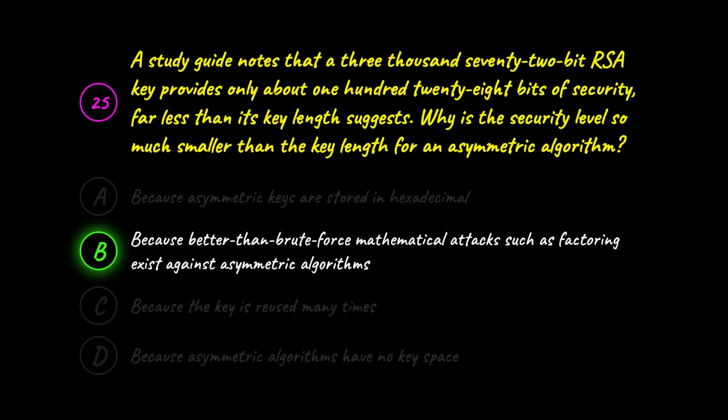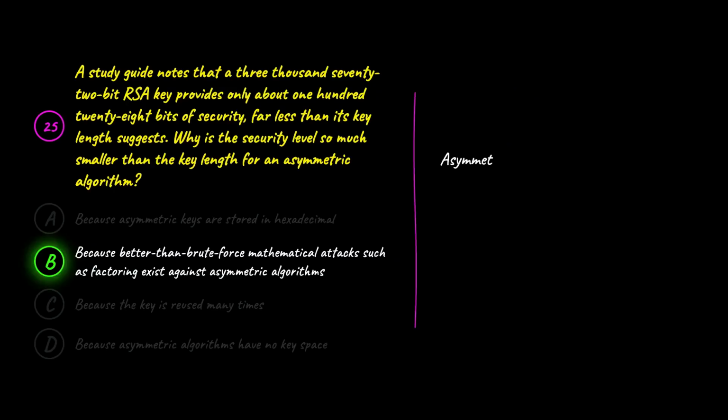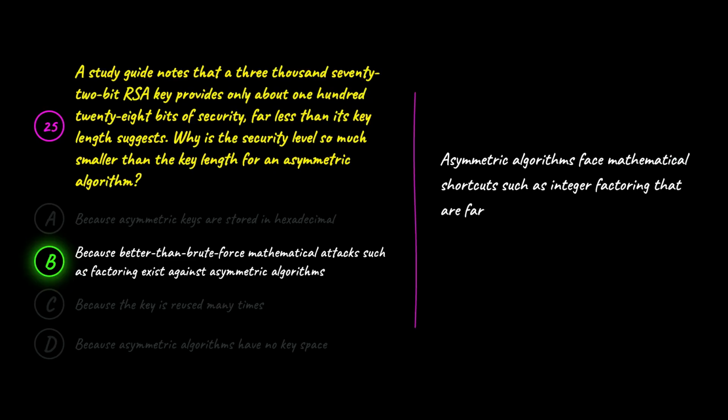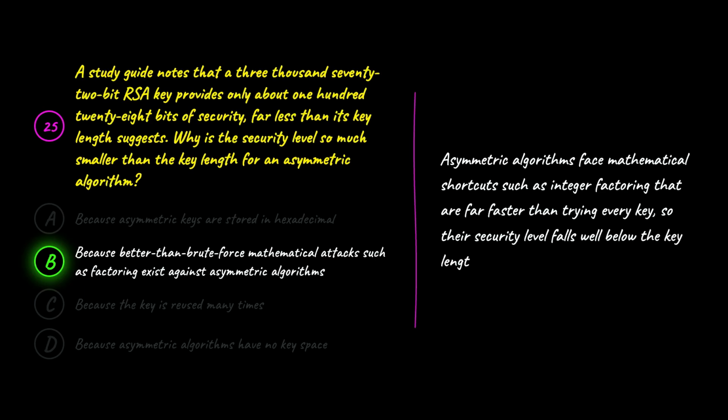The correct answer is B, because better than brute force mathematical attacks such as factoring exist against asymmetric algorithms. B is correct because asymmetric algorithms face mathematical shortcuts such as integer factoring that are far faster than trying every key, so their security level falls well below the key length. That is why asymmetric keys must be much longer than symmetric keys for equivalent strength.